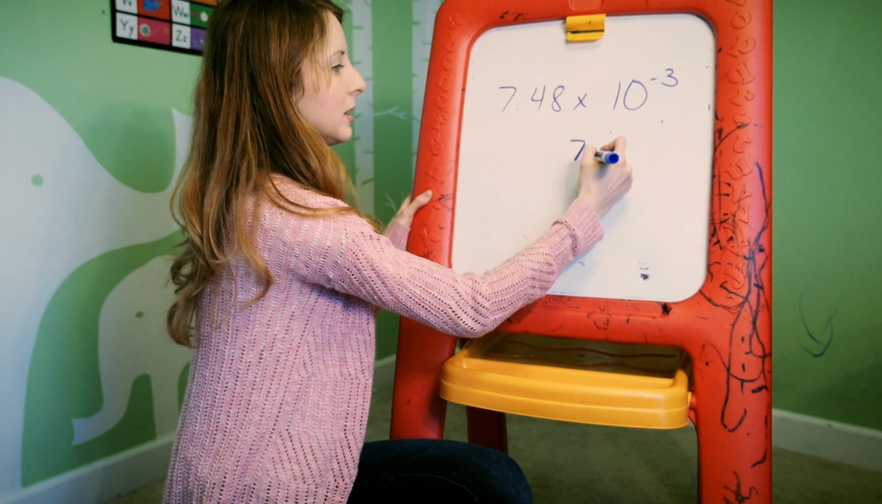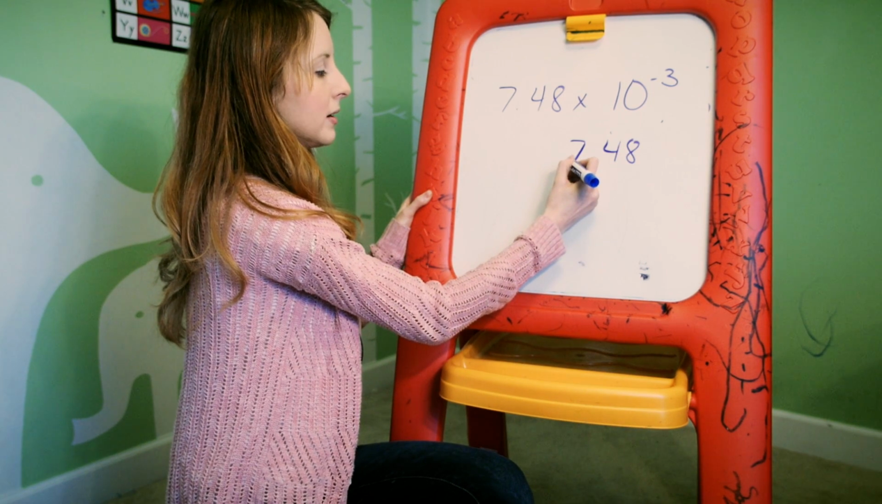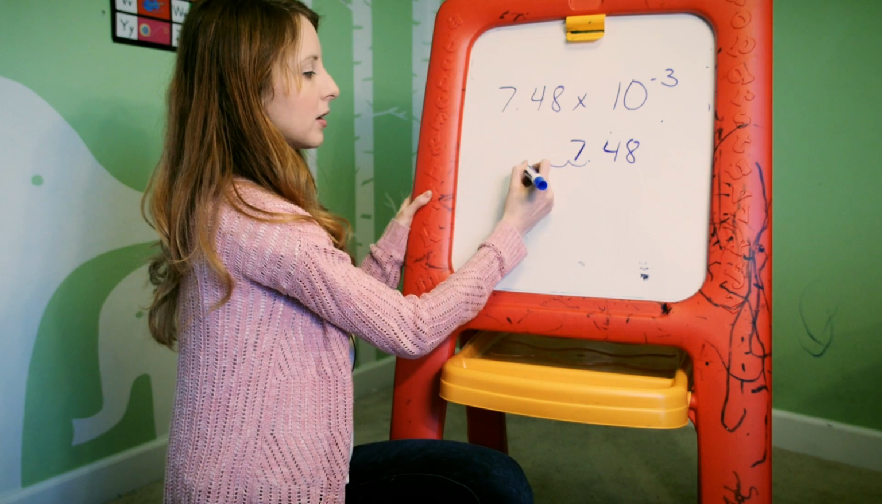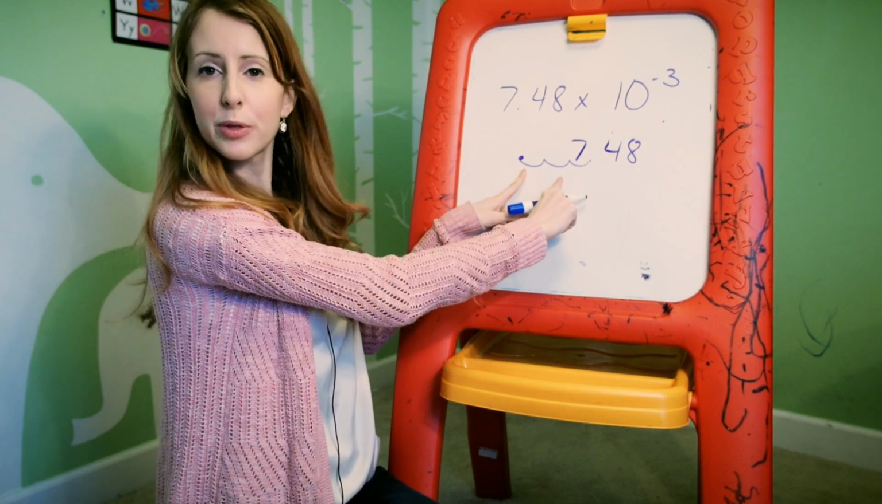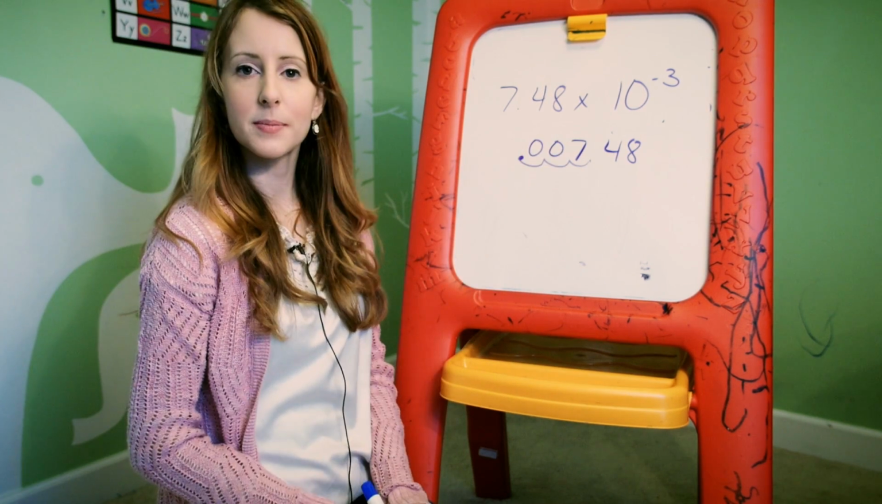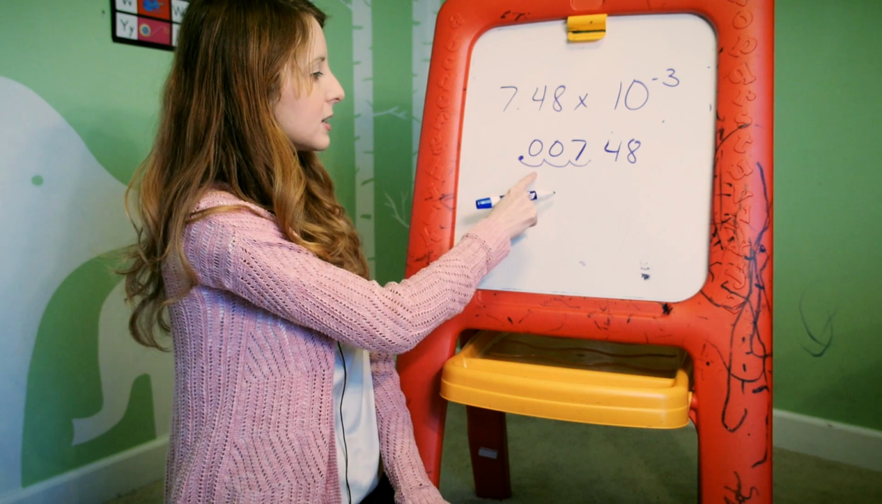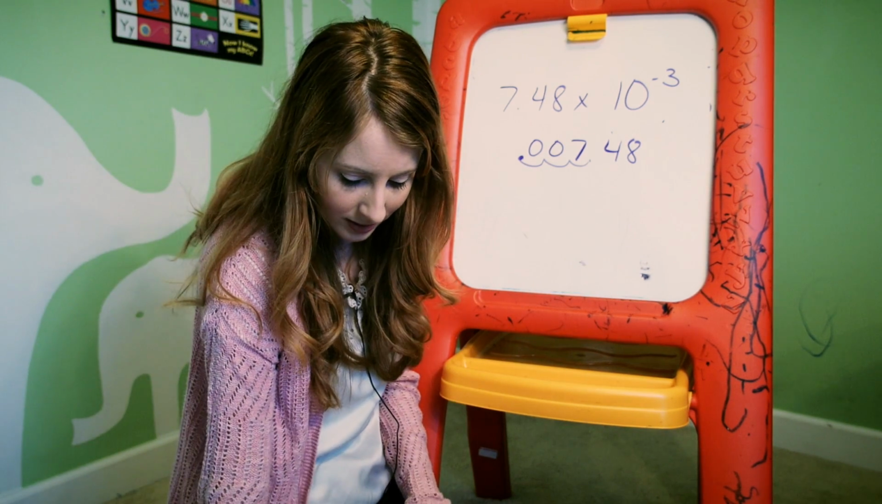So I'm going to give myself a little bit of room, and I'm going to start here and go 1, 2, 3, and then leave the decimal point there. Now what do you do with those empty spaces? You simply fill them with zeros. So my answer is 0.00748. All right, let's do another one.